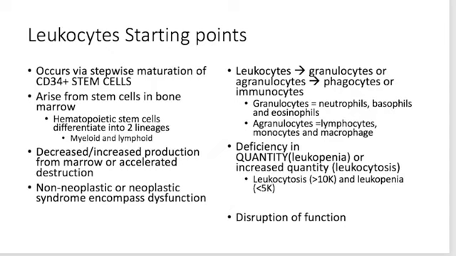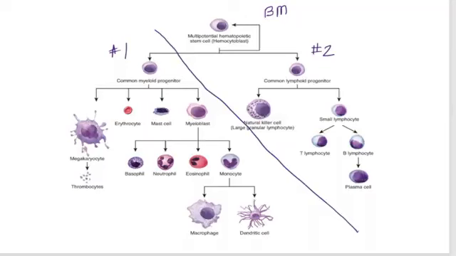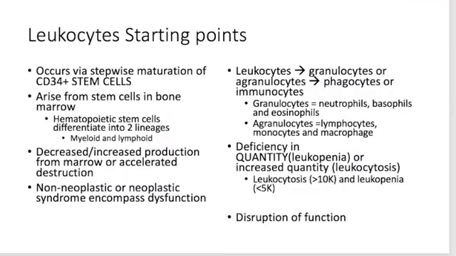Any problems of the bone marrow can lead to accelerated destruction, or increased or decreased production. So always think bone marrow, where this is originating from. Non-neoplastic or neoplastic syndromes are where we get dysfunction in the leukocyte line. We have two types of lineage with the leukocytes: the granulocytes, and the agranulocytes.